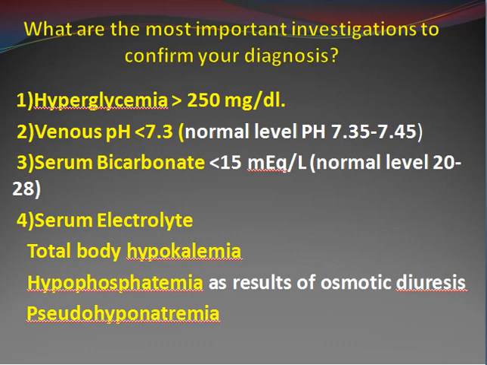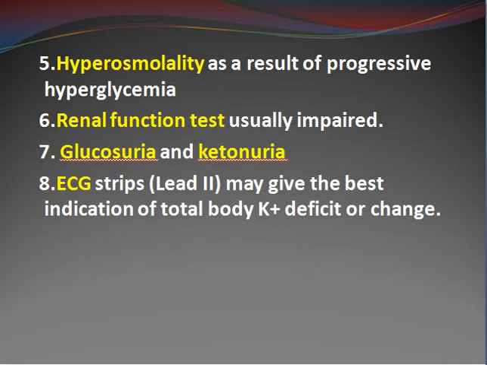The serum electrolytes will show total body hypokalemia and hypophosphatemia as a result of osmotic diuresis, and pseudohyponatremia. In addition, we have hyperosmolality as a result of progressive hyperglycemia, impaired renal function tests, glucosuria and ketonuria on general urine exam. ECG may give the best indication for total body potassium deficit or change.